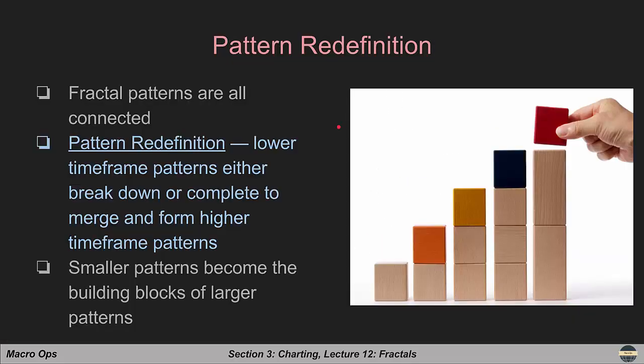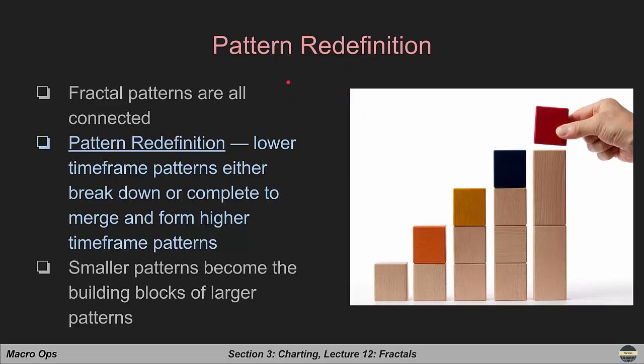So these patterns all connect these different time frames, and what happens is smaller time frames break down or complete and merge together to form the pattern seen in the larger time frames, and we call this pattern redefinition. So the smaller patterns end up becoming the building blocks of the larger patterns.